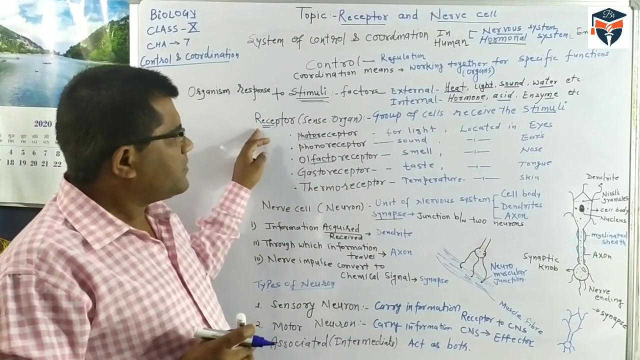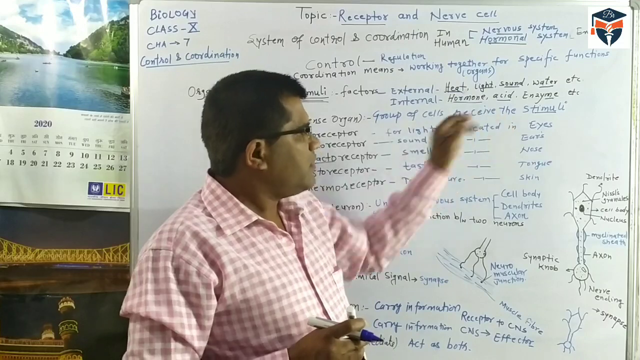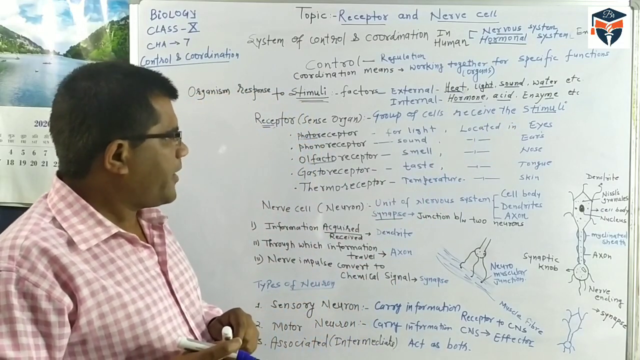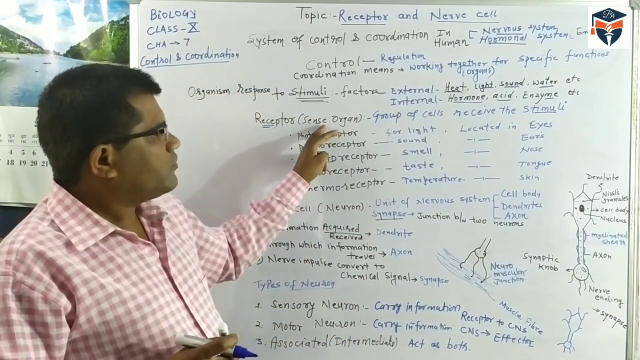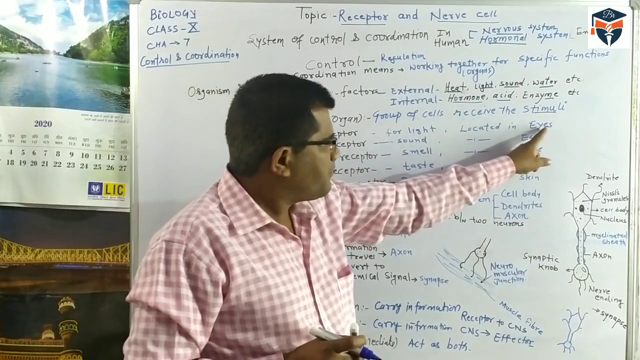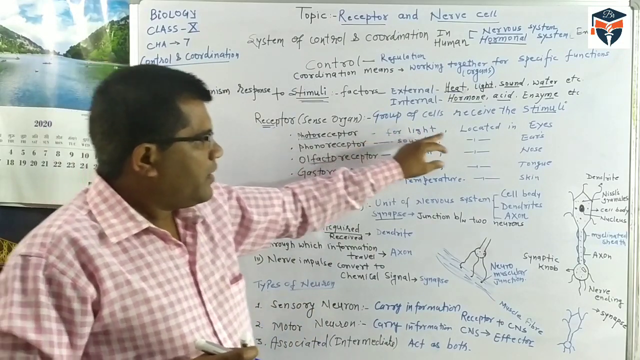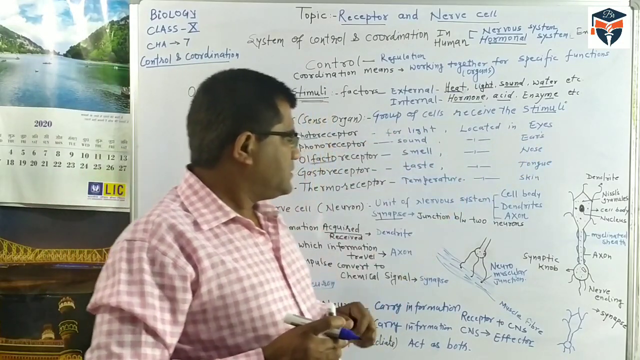So these receptors are the organs, or the group of cells, which receive the stimuli, and commonly these are also known as sense organs. So the photoreceptor is responsible for light, and they are located in the eyes.